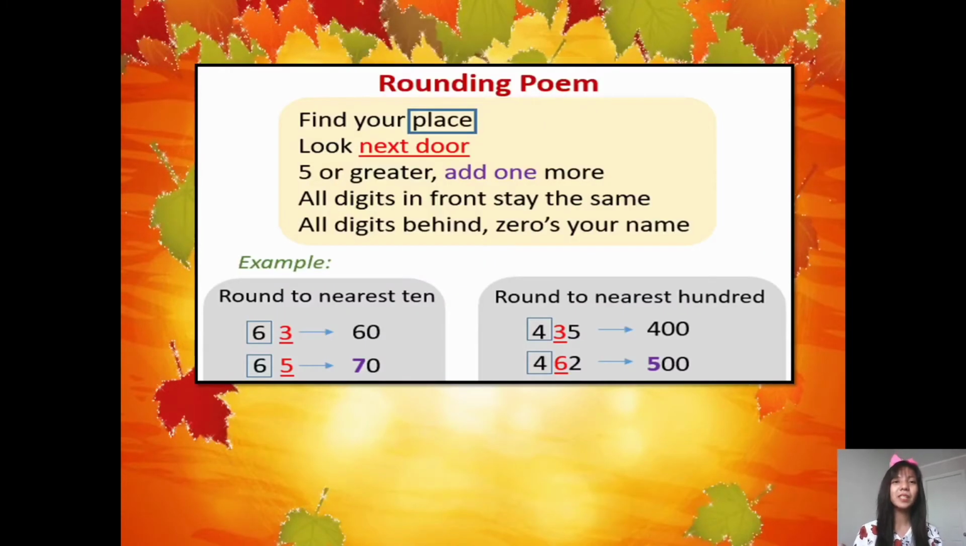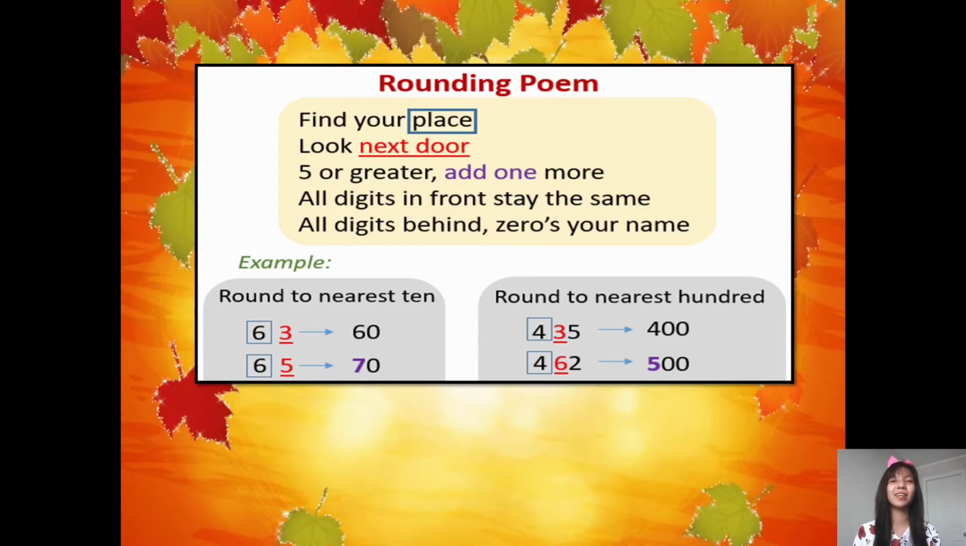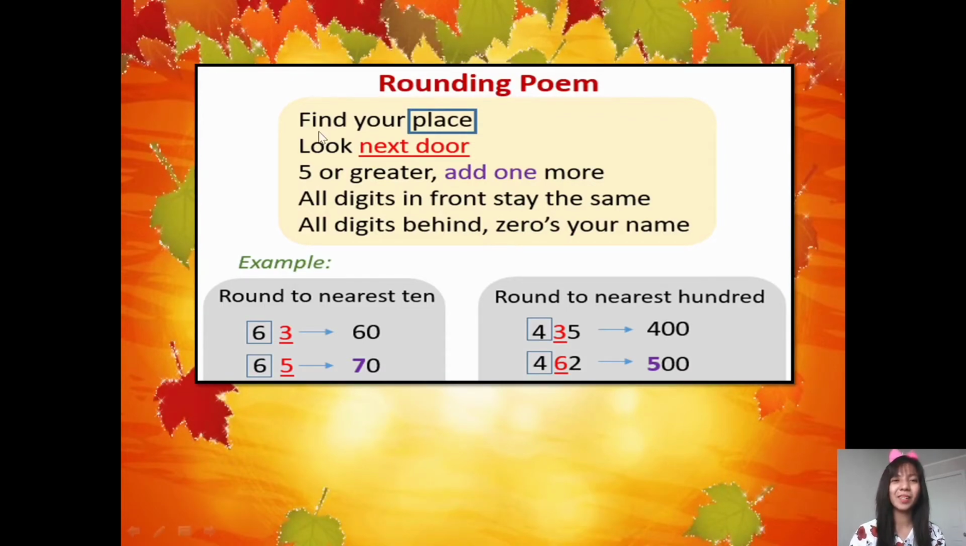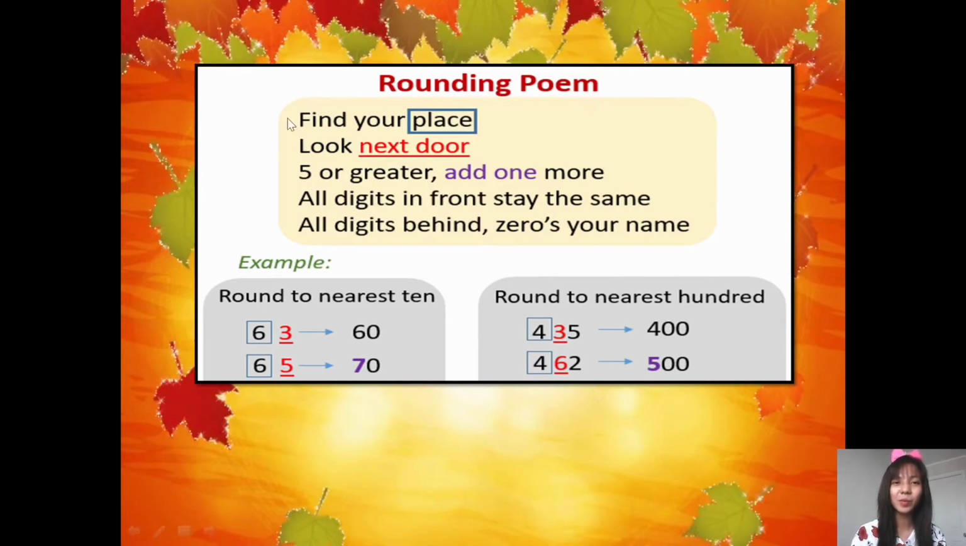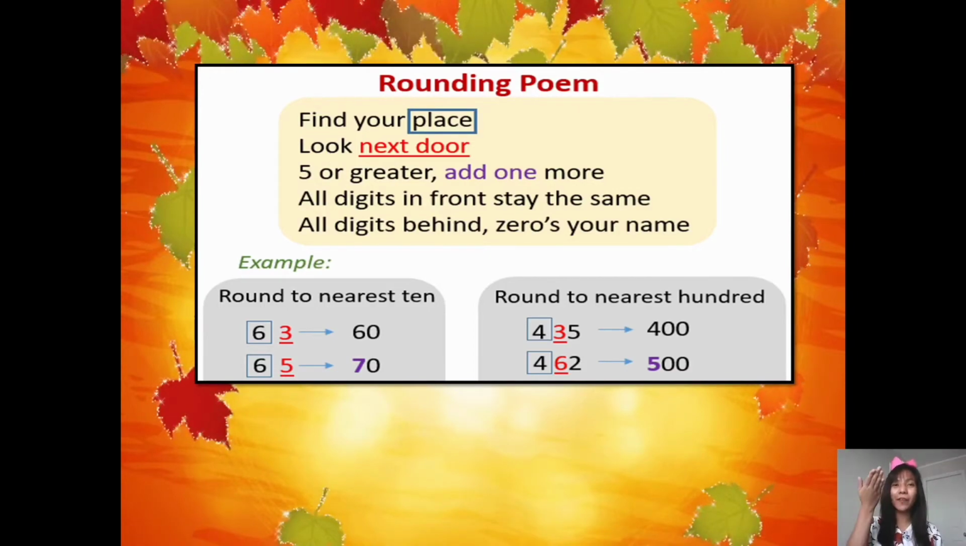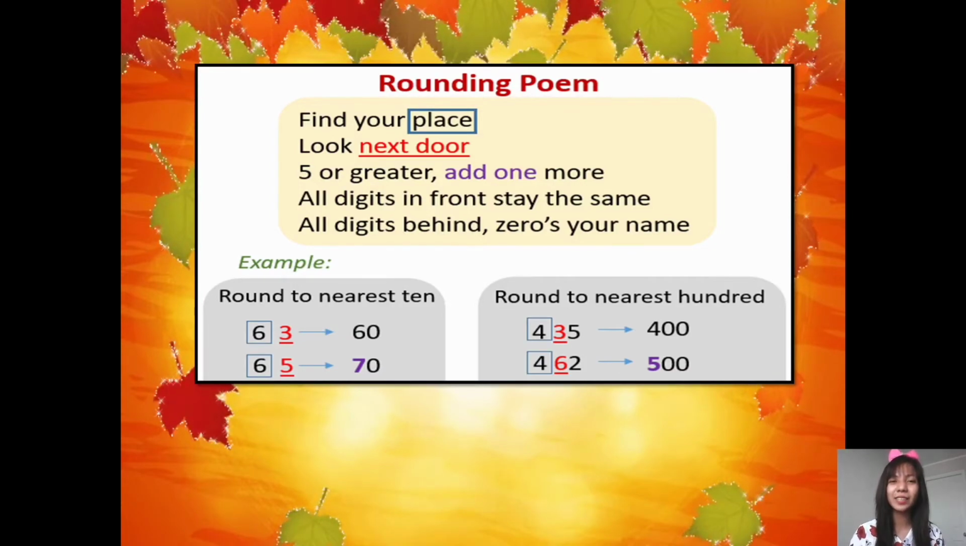Alright? So first, let's remember the rules that we need today by using the rounding poem. Okay? So you can repeat after me. This is the poem. Find your place. Okay? Find your place. Look next door. 5 or greater, add one more. All digits in front stay the same. All digits behind, zero's your name.